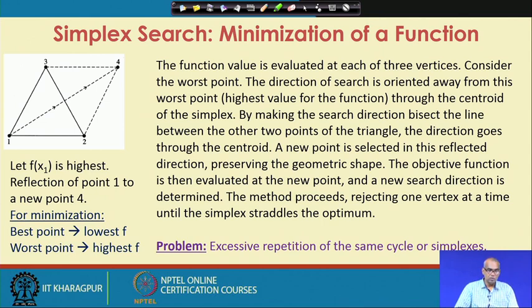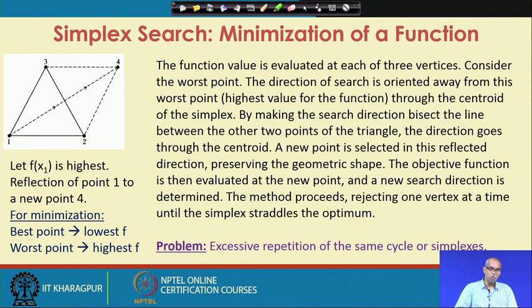So, when I want to extend point 1 through the centroid of the simplex, I have to draw a line which bisects the line joining points 2 and 3. So, by making the search direction bisect the line between the 2 other points of the triangle, the direction goes through the centroid. A new point is selected in this reflected direction, preserving the geometric shape. So, that is the point 4.